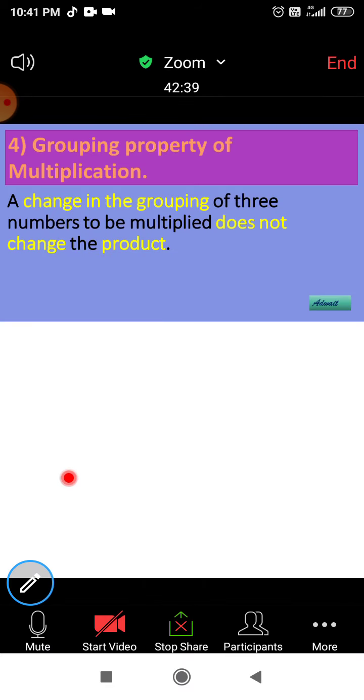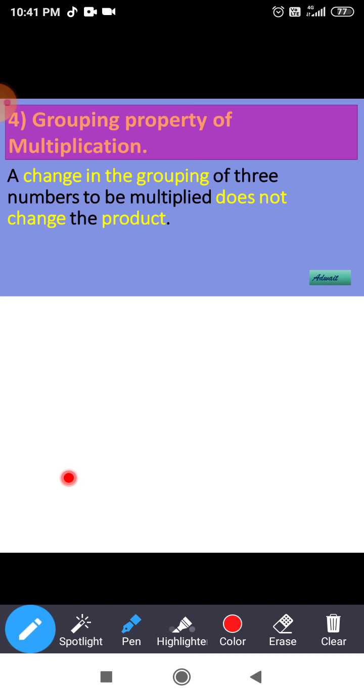Fourth property, grouping property of multiplication. For understanding this property, we need at least three numbers. A change in the grouping of three numbers to be multiplied does not change the product. It means if we are multiplying three numbers and making different groups of numbers, the product remains the same. Let's see the example of how we are going to do this.